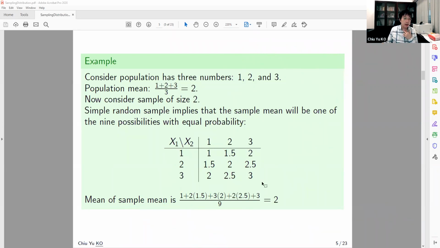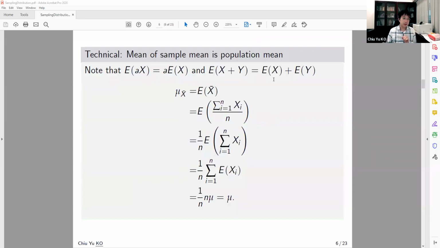And now this is the case of sample size 2, right? Well, for sample size 3, you need to do the same again, right? But we can easily show it in the math, okay? There's no need to do it this way because it's much easier. So we rely on the old facts: expected value of aX is a times expected value of X, and the expectation of a sum is equal to the sum of the expectations. Okay, we'll use these two facts.